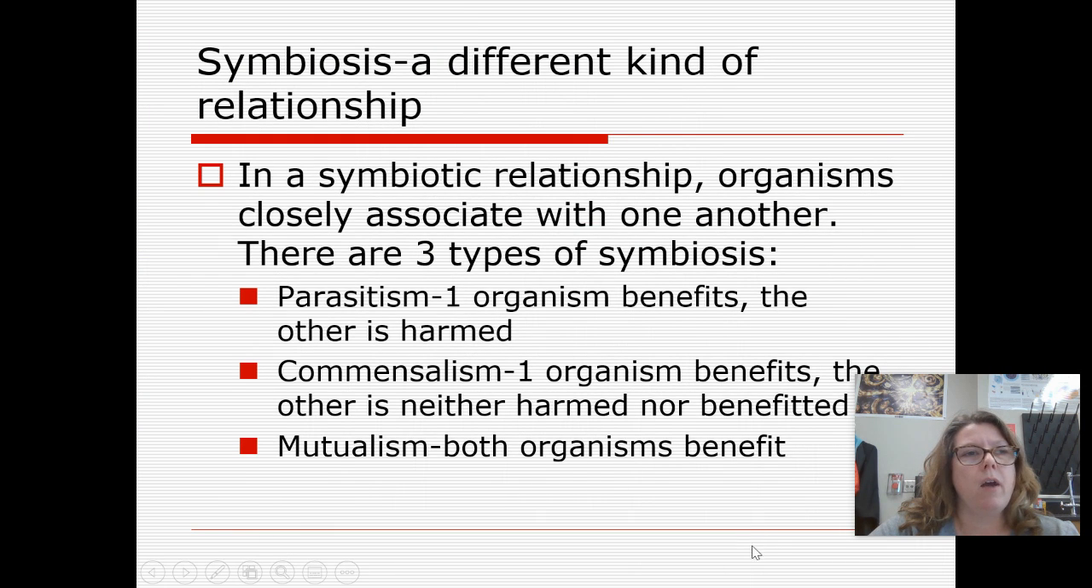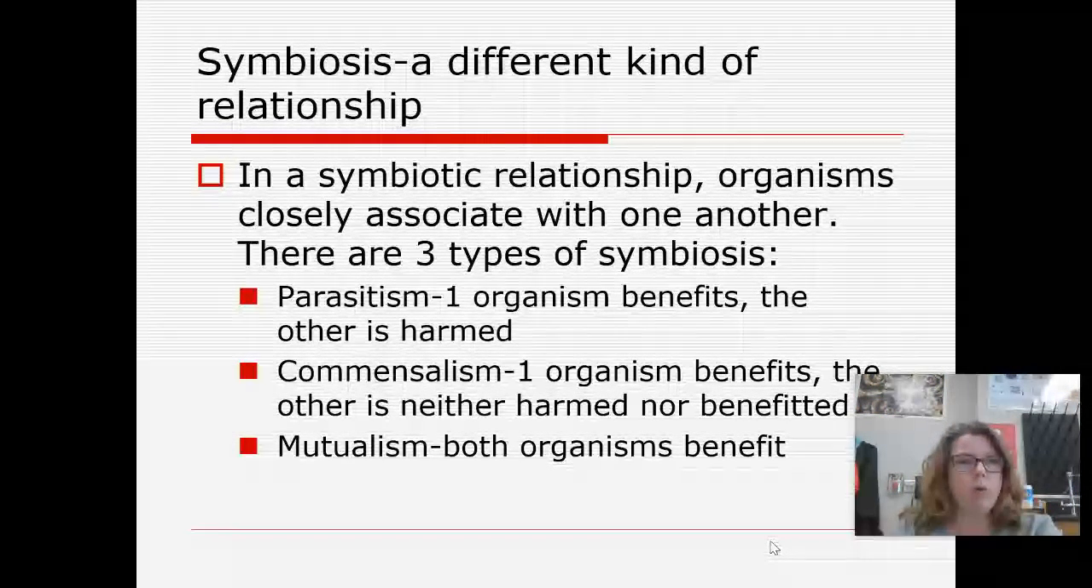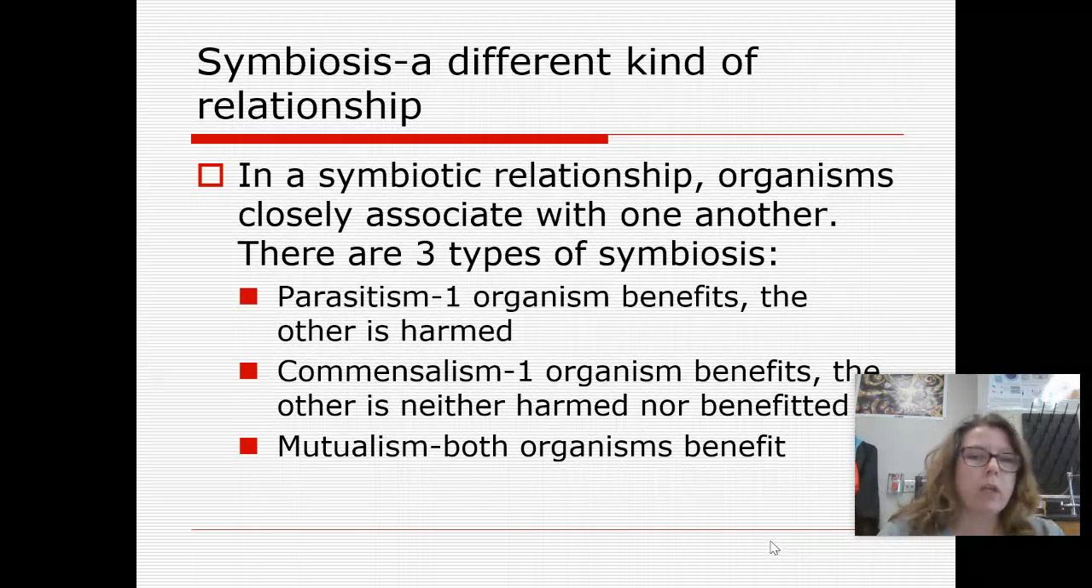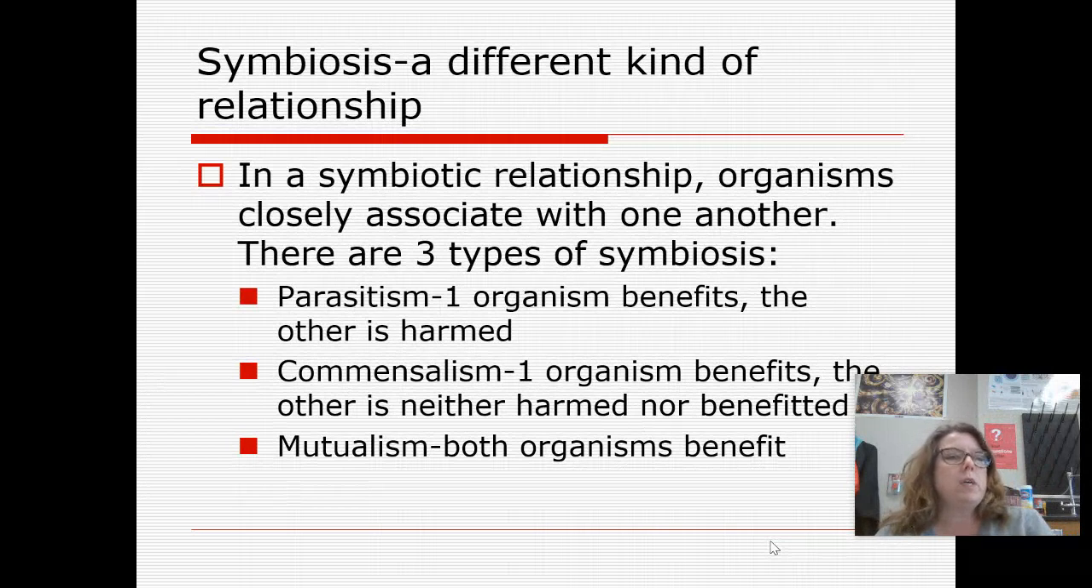We are moving on now to the rest of community ecology. Okay, so let's talk about some other relationships. Trophic relationships are the big one, and competition is another important relationship. But you also have symbiosis, and in a symbiotic relationship, organisms are closely associated with one another. It may not be a feeding relationship like a trophic relationship. And there are three types of symbiosis generally recognized.